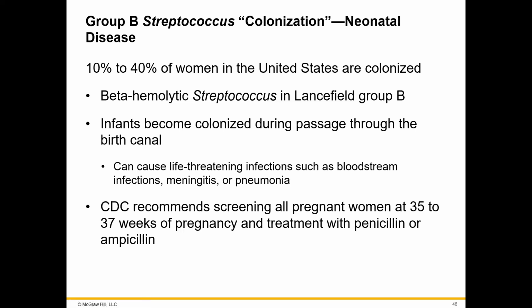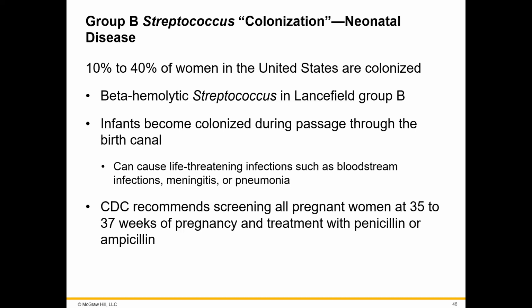Next, group B streptococcus colonization. So having beta hemolytic strep as part of the biome is something that's in about 10 to 40% of women in the United States. And so we usually test at about week 35 to 37 in the vaginal canal to see if somebody has this as part of their biome. And if they do, then we will give ampicillin or penicillin to try to clear that out of the biome so that when the baby is born, it's not exposed to this.